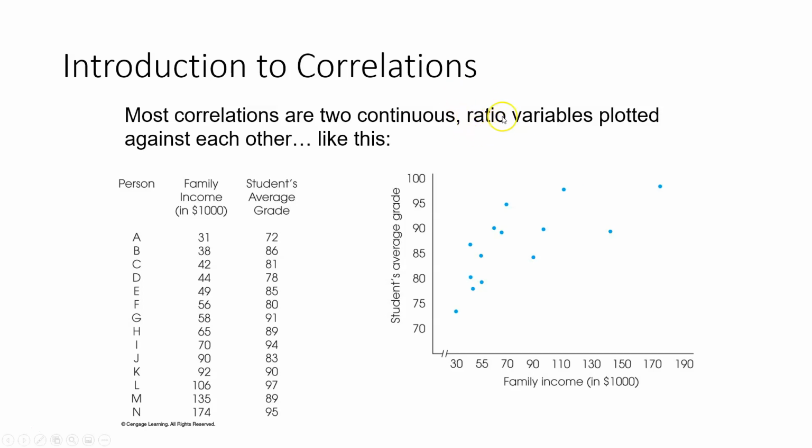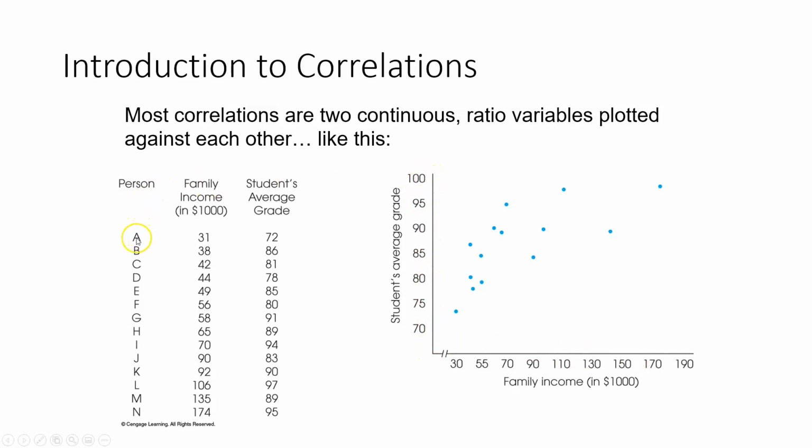Remember that a ratio variable is one that is a count variable. The distance between one number and the next number and the next is always the same distance. Like as we learned back in Module 1, the distance between 1 and 2 is the same as the distance between 5 and 6. And a ratio variable also has a true zero. So usually a correlation is between two continuous ratio variables, one on the x-axis and one on the y-axis.